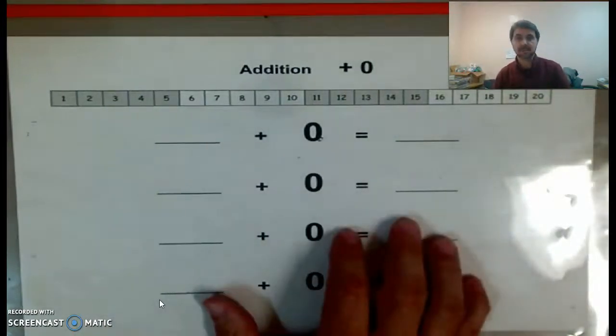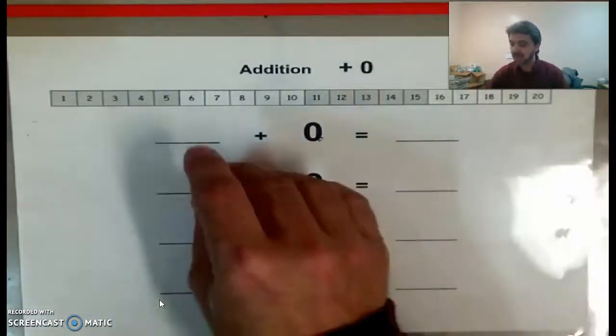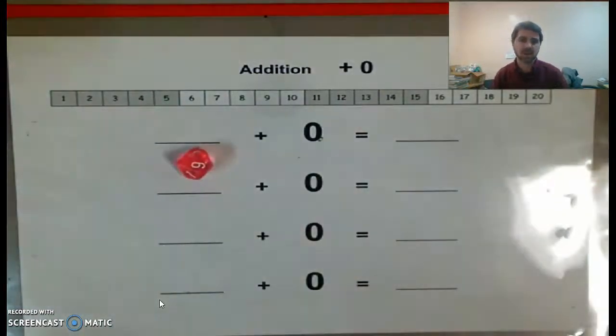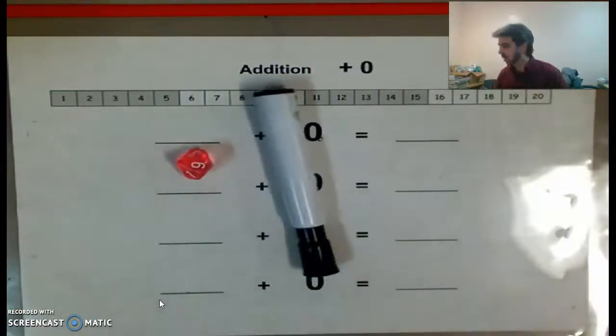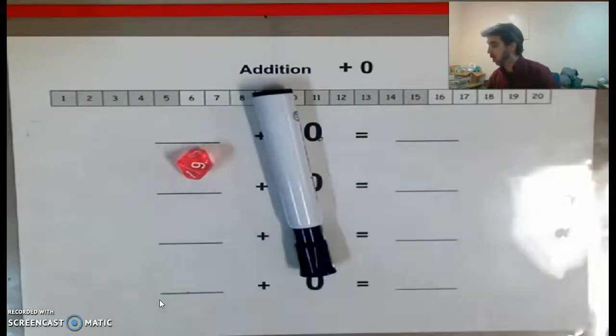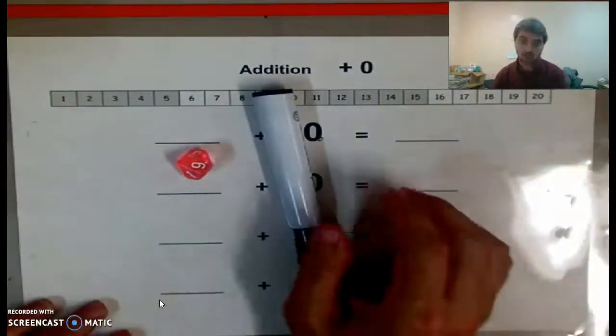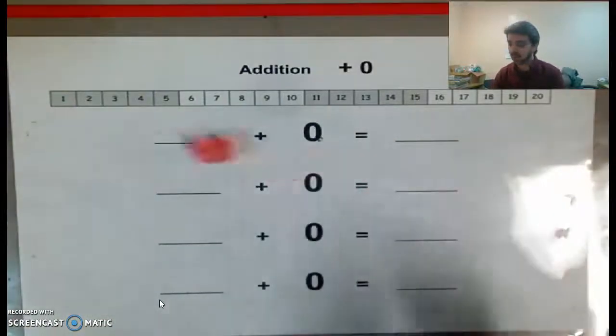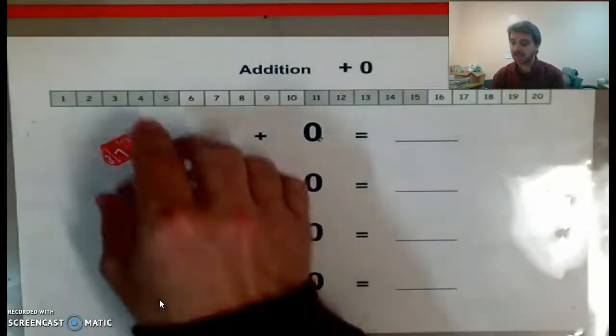It looks like this. All you need is one of your dice that goes to 10, looks like this. Yours might be a different color. Okay, and you need your marker and eraser. You don't even need any other materials today. Okay, so let's get this party started. Let's see how we do. So I'm going to roll it. Okay, I got a 7.